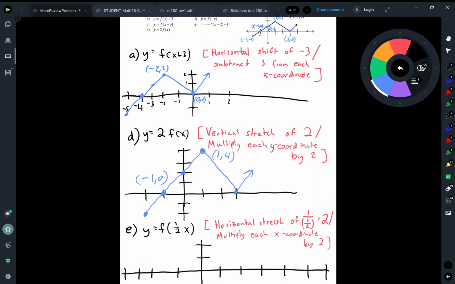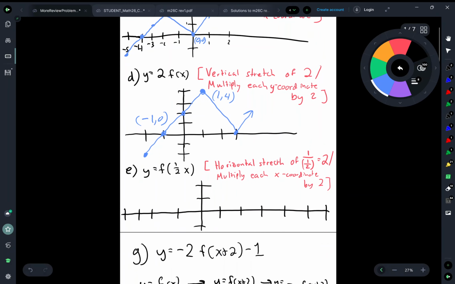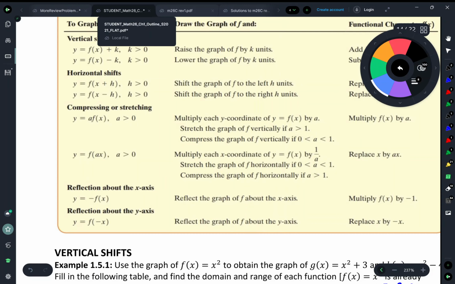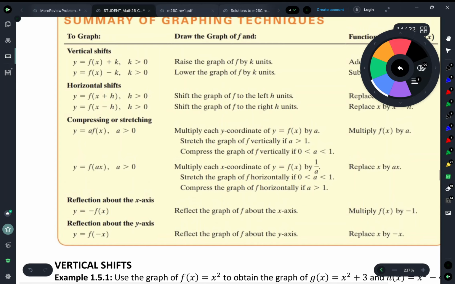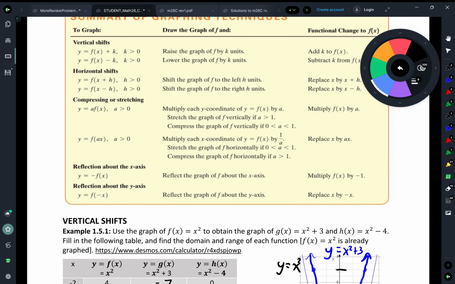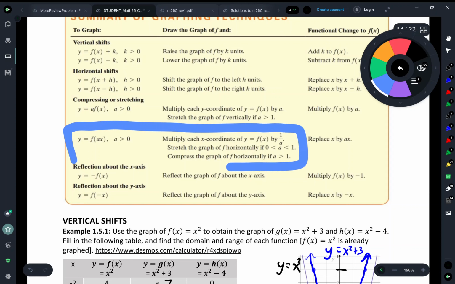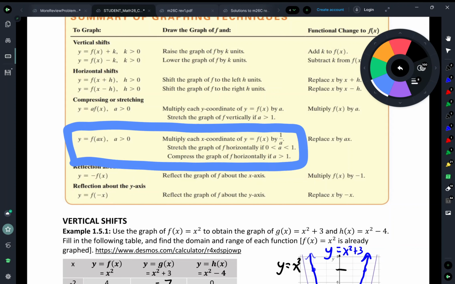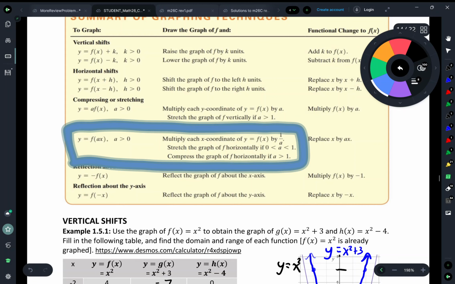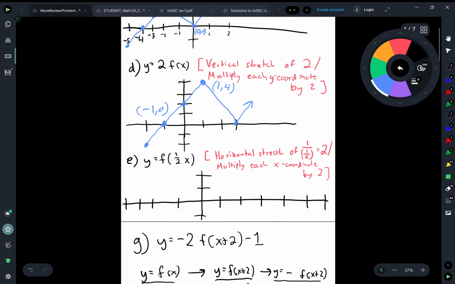All right, and that brings us to part E. Y equals f of 1/2 x. Once again, like I said, whenever you're multiplying, it's going to be a stretch or compression. And whenever you're multiplying inside the argument, inside those parentheses, it's going to be a horizontal stretch, per the notes. Now, horizontal stretches and compressions are a little bit tricky at first. You might think you're going to multiply each x-coordinate by a, but you're actually going to multiply each coordinate by its reciprocal, by 1 over a. So in our case, a equals 1/2.